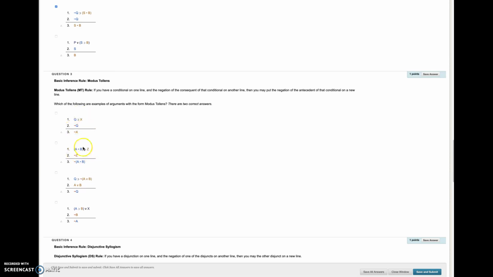Here we have a conditional, and we have the negation of the consequent, so looking good so far. And do we put the negation of the antecedent on that line? Yes. So this is an example of modus tollens.